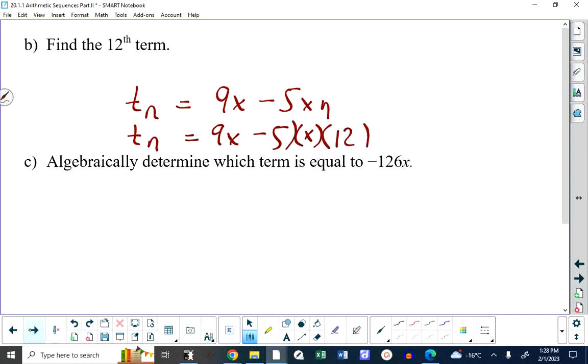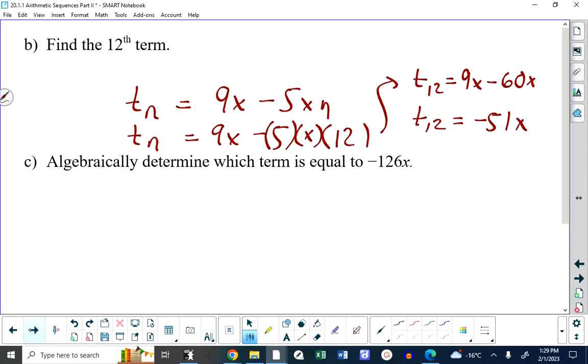And I've written it this way to impress on you the idea that when you multiply 3 things together, you can multiply 2 of them together and then worry about the third. If I have 2 times 3 times 4, I can go 2 times 3 is 6, times 4 is 24. Or I can go 2 times 4 is 8, times 3 is 24. So I multiply the 5 and the 12, and I get 60x. So T12 equals 9x minus 60x, which I believe is negative 51x.